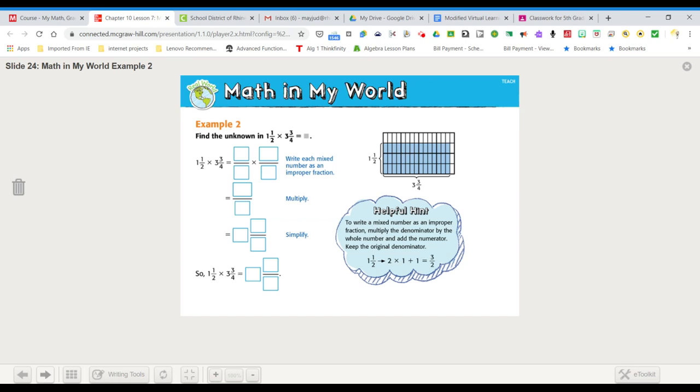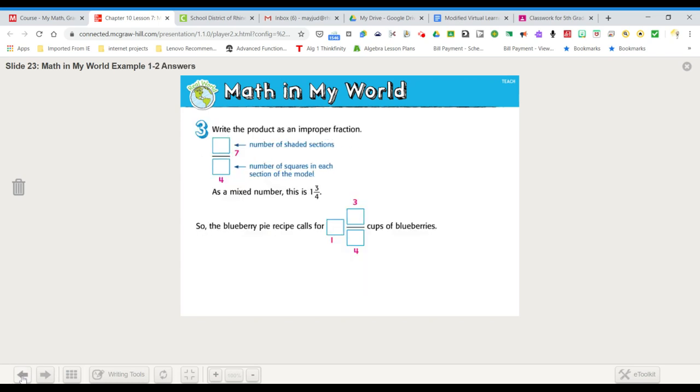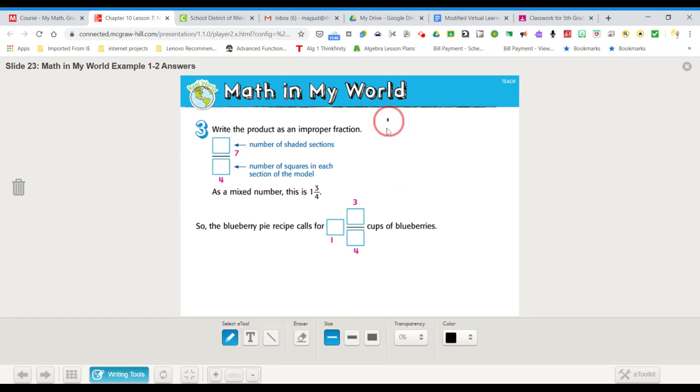So shading and modeling is one way that you can do this. And I'm going to back up to this one just real quickly here because I want to show you the other way that you could do this. So I'm going to kind of sketch out this problem here. We have 1/2 times 3.5.